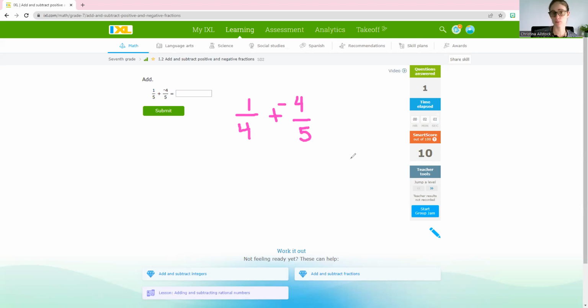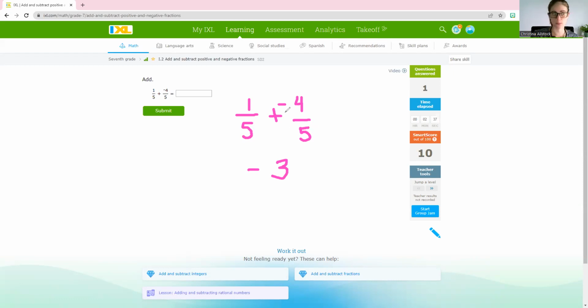Remember that when your numbers have opposite signs, you technically subtract and keep the sign of the heavier number. So we'll subtract our numerators. 4 minus 1 is 3. 4 is the heavier number, otherwise known as the larger absolute value, and because 4 was negative, that means our answer would be negative. I just realized I wrote the problem wrong. Thankfully, I solved it correctly. So my apologies, 1/5 plus negative 4/5.